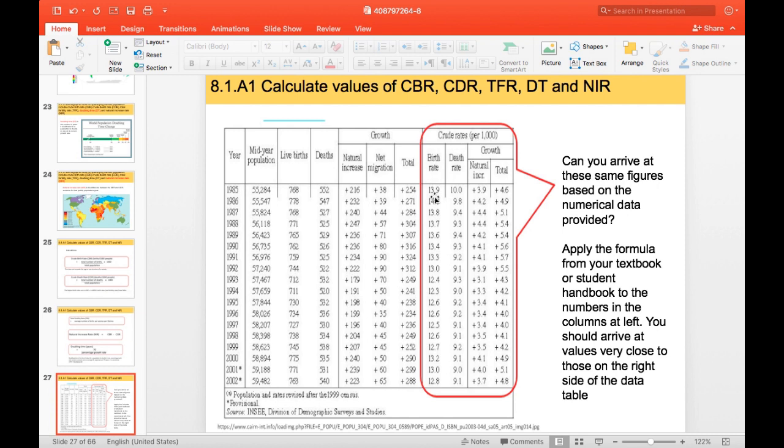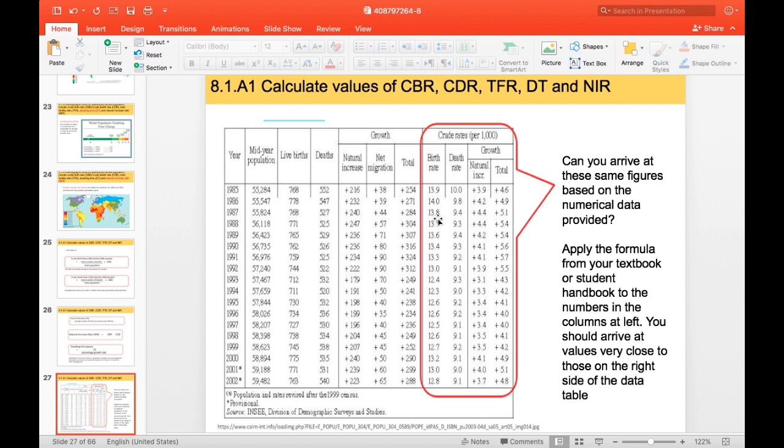We have the birth rate, CBR, CDR, crude death rate, per 1,000 is already calculated, the natural increase, and the total. So using that information, you can see what was the formula to calculate natural increase. CBR less CDR. So 13.9 less 10 is 3.9. Okay? And so on. Can you arrive at these same figures based on the numerical data provided? Apply the formula from your textbook or student handbook to the numbers in the columns on the left.